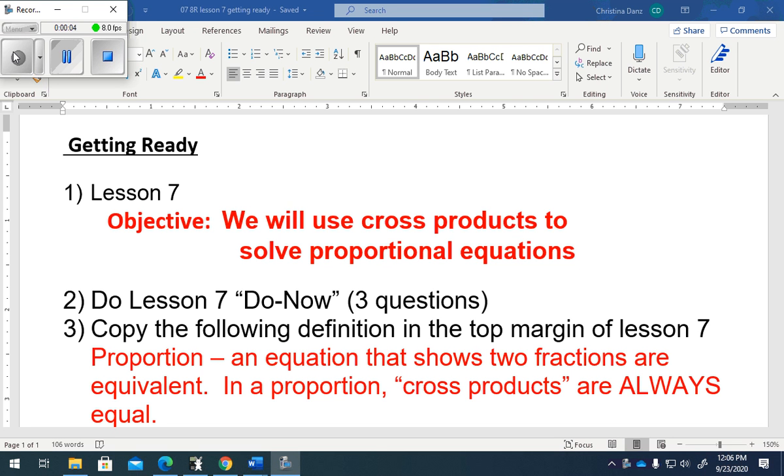So lesson 7, write down the objective. We're going to be using cross products to solve proportional equations. Now we are moving on to lesson 7.